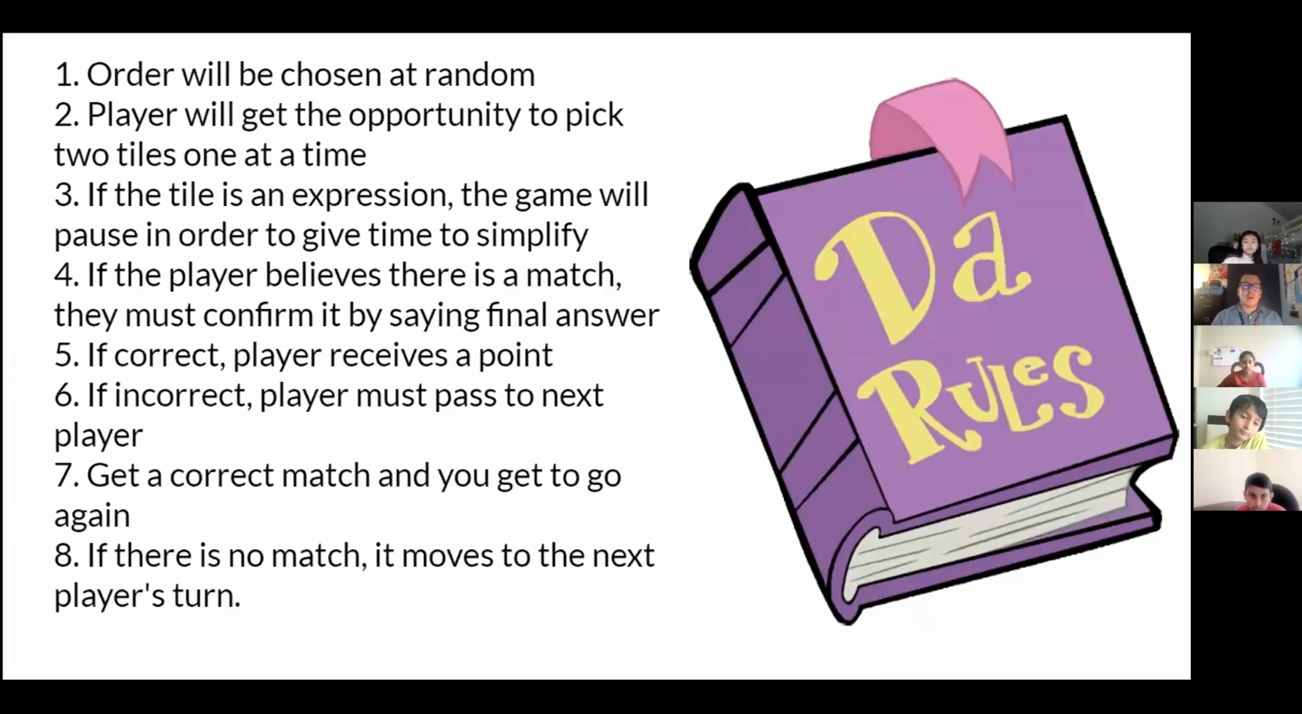Number 4, if the player believes there is a match, they must confirm it by saying final answer. If the player is correct, you'll get a point. If it's incorrect, it'll just pass on to the next player. If you get a correct match, you do get to go again. So there is a little bit of strategy that goes with that, because if you get them right, you get more opportunities to get more right, okay? But if there is no match, it moves on to the next player's turn, okay? So those are the rules. Pretty simple. Are you guys ready to start?